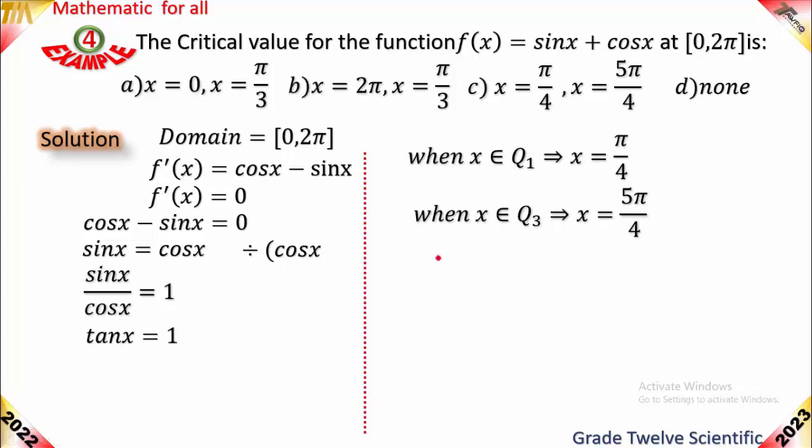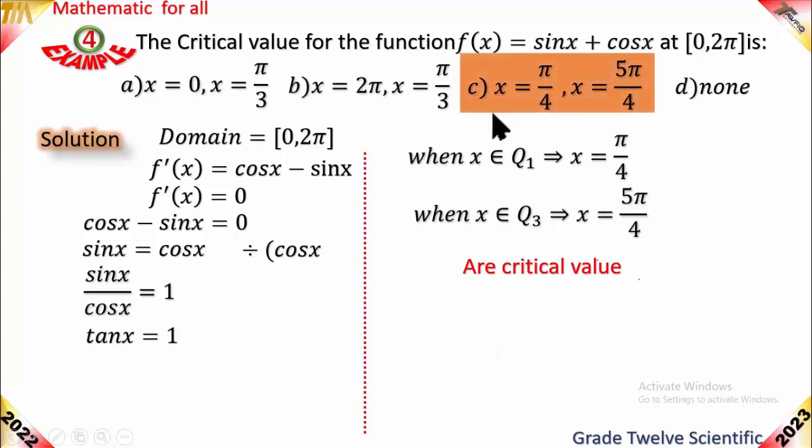At the third quarter, x is equal to pi plus pi over 4. Then 4 times 1 is 4 plus 1 is 5. Therefore, it is 5 pi over 4. And now they are critical points because they belong to the domain of the function. That means C is the correct answer.